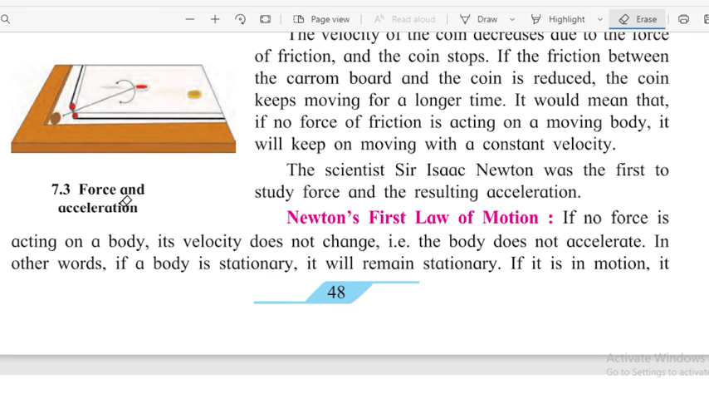The scientist Sir Isaac Newton was the first to study force and the resulting acceleration. In the next video we will see the first law of Newton.